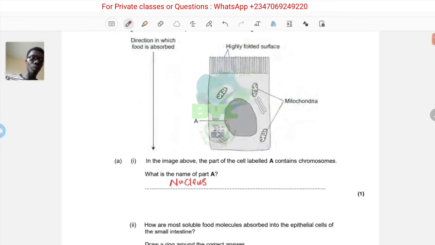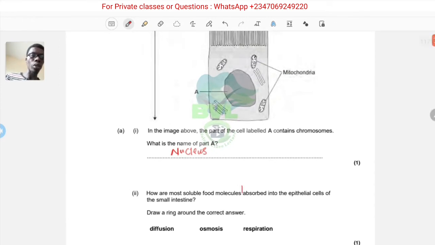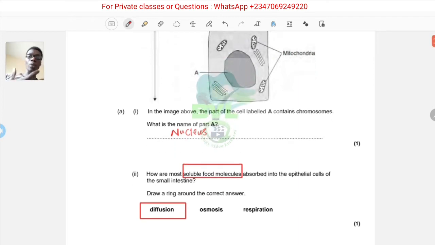All right, moving on. How are most soluble food molecules absorbed into the epithelial cells of the small intestine? Soluble food molecules is a key word you don't want to forget. Osmosis only deals with water, so osmosis is out. Respiration is about making energy, so the answer here is diffusion. Please don't forget why osmosis is wrong, because osmosis talks about how solvent, which is water, moves across a partially permeable membrane.